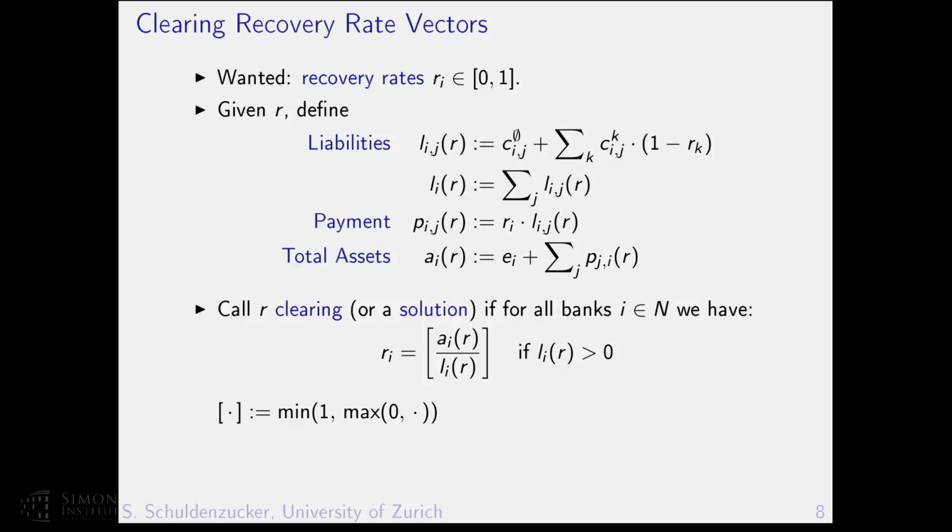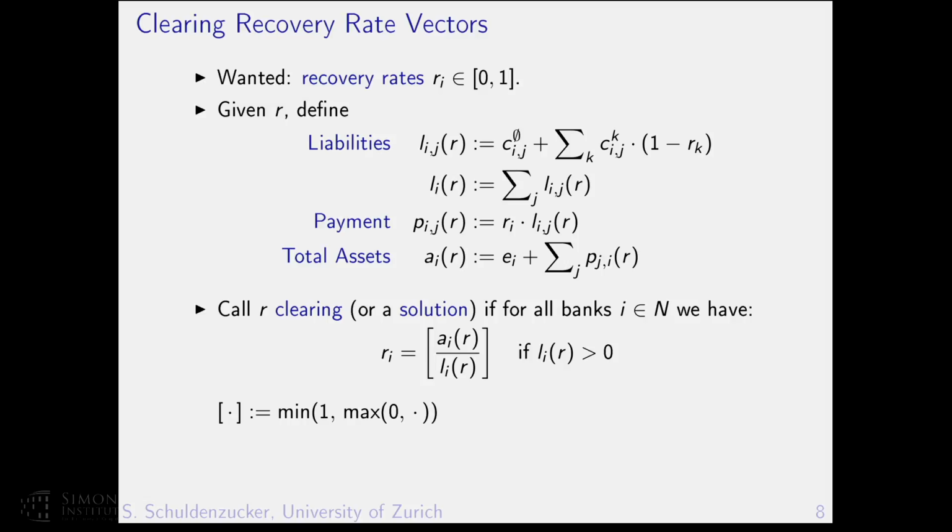We can compute the payments from any bank i to any bank j by just multiplying liabilities with the recovery rate. This is the definition of the recovery rate. We can compute the total assets of a bank. This is what a bank has by taking the external assets plus all the incoming payments of the bank. And now finally we can define what it means for a vector of recovery rates to be clearing, or a solution to the clearing problem.